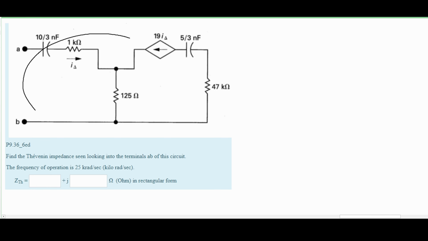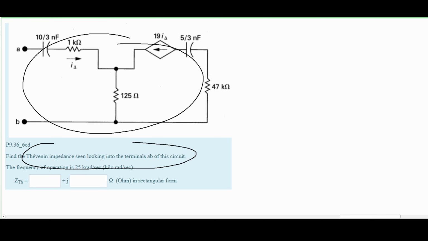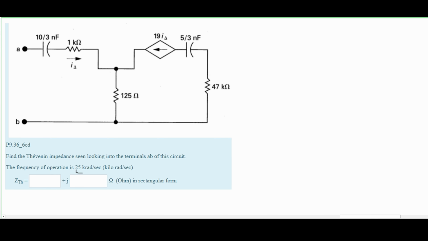In this problem, we are given the following circuit diagram. We need to find the Thévenin impedance seen looking into the terminals A and B of our circuit. We know that the frequency of our operation is 25 kilorads per second. Since it's given in rads instead of hertz, we're going to say that our omega is equal to 25, since it's in kilo, times 10 to the cubed. So this is our omega.